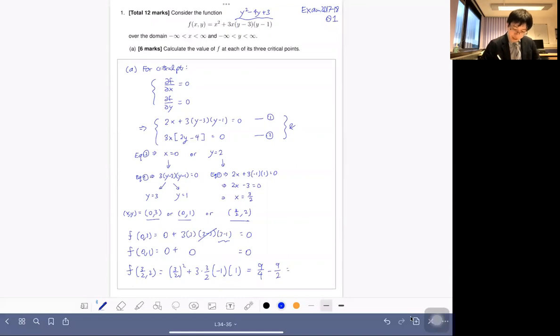Okay, so basically I multiply 2 and 2 on top and bottom, right? So that is basically 9 minus 18 on top, just to have the presentation cleaner. Right, so this is minus 9 over 4. Okay, so these are the 3 values of f.